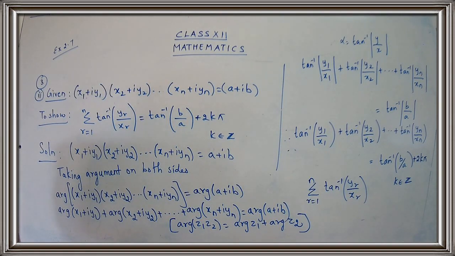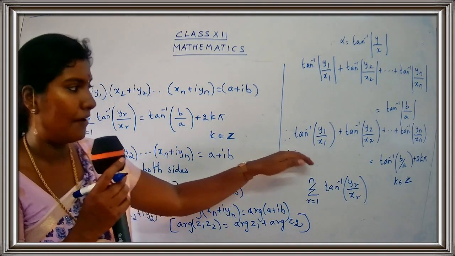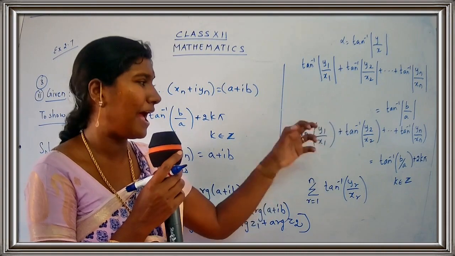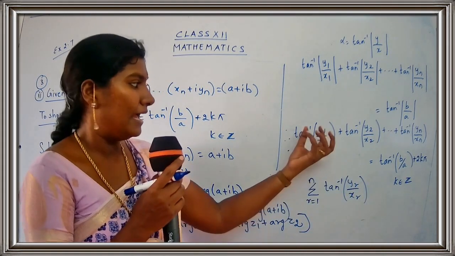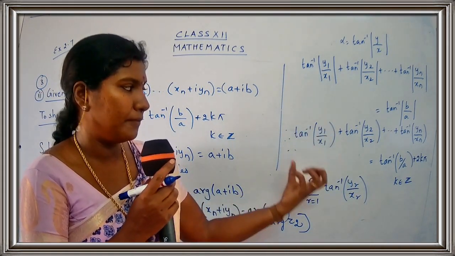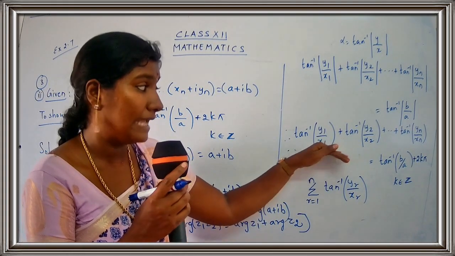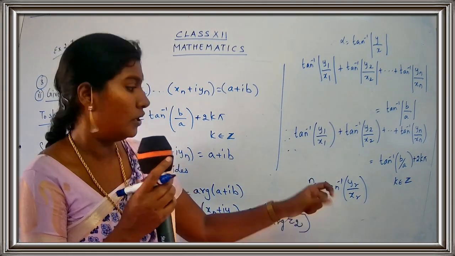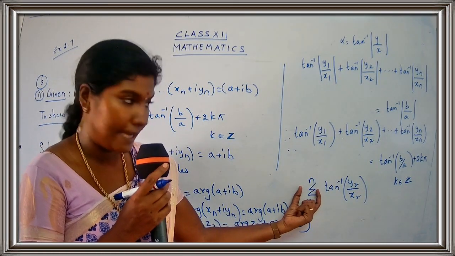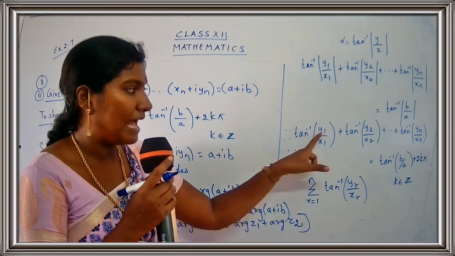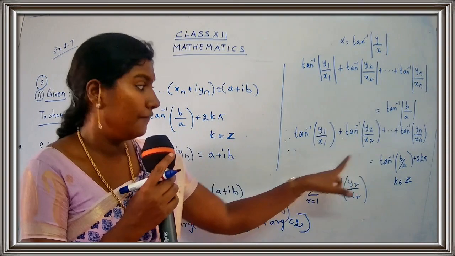So what are we going to do here? Here we have the plus term, so we are going to add all the tan inverse terms. It is like tan inverse y1 upon x1, y2 upon x2, and so on. So we are going to write the LHS part in the form of summation. So you just put here the summation sign, tan inverse, we have y1 to yn, we have x1 to xn.